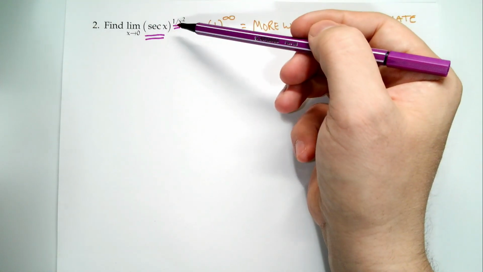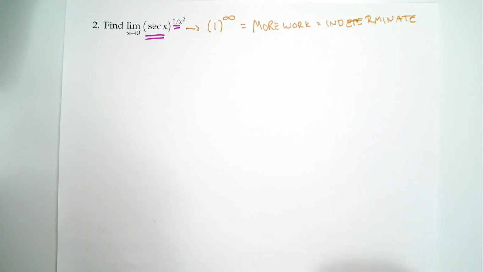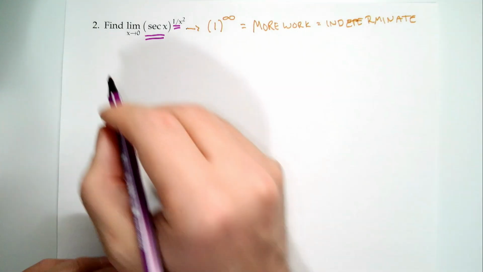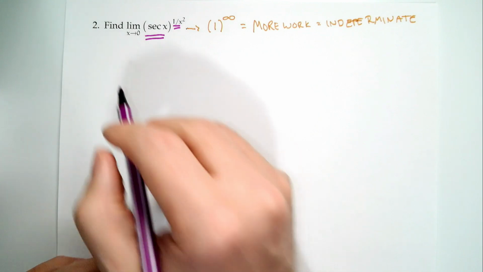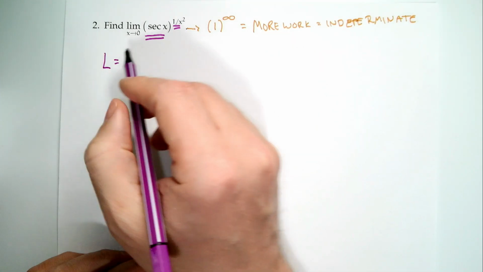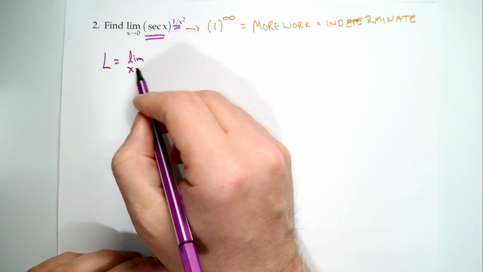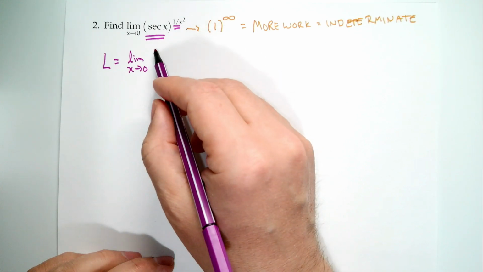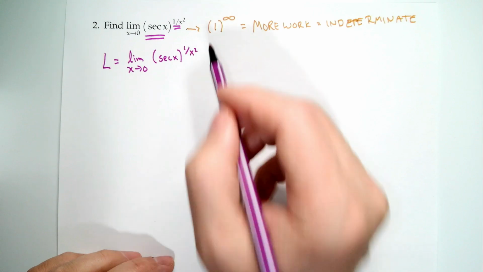Well, how can you bring exponents down? The easiest way to bring exponents down is using the power of log. Logs are a very useful tool. So for a second, let's call our answer L for limit. L is the limit as x goes to 0 of secant of x to the 1 over x squared.